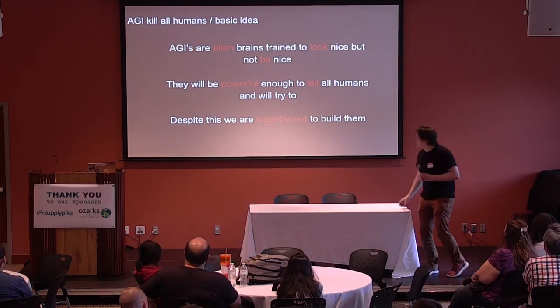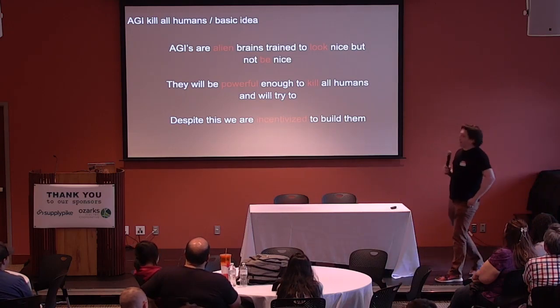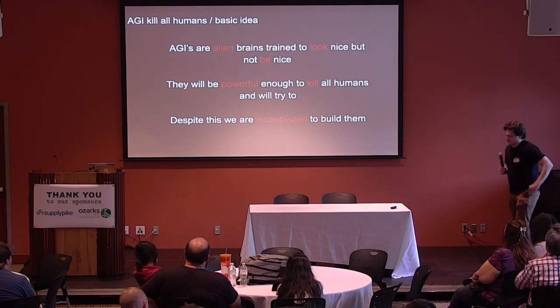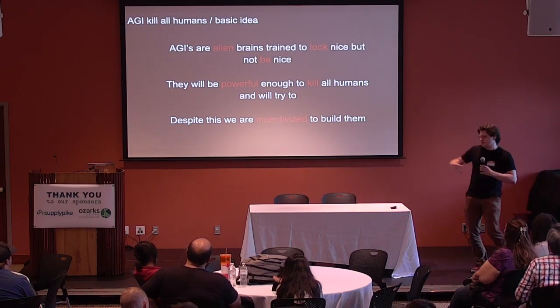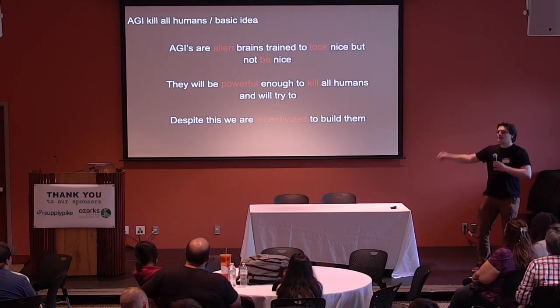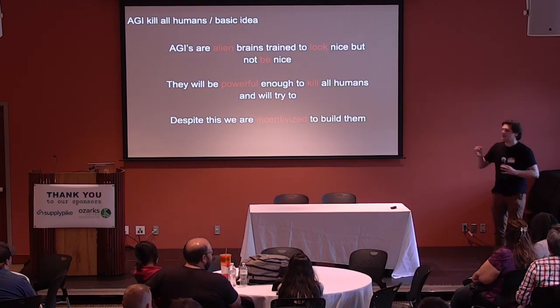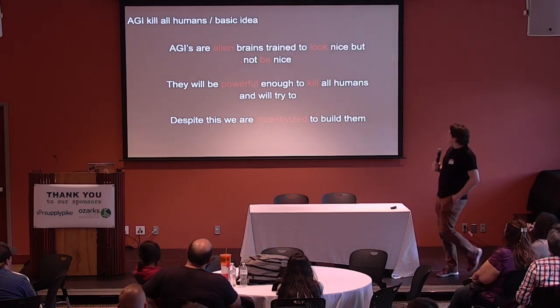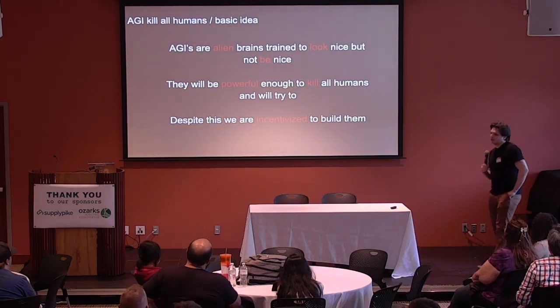So the first step is that AGIs are alien brains that are trained to look nice but not to be nice. I think that makes sense. We're asking them to do something for us, and they are making it look like they're doing this for us, but this by no means means that they are actually nice. They are powerful enough to kill all humans, and they will be trying to.